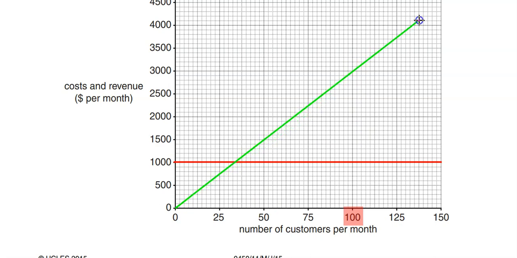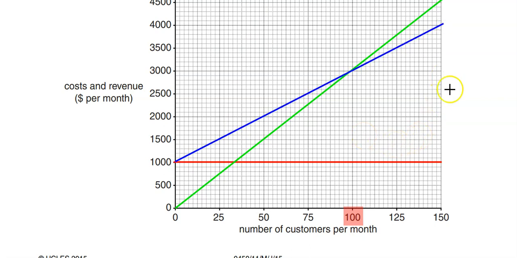Okay, this is the total revenue line. So at 0, 0; at 100, 3,000, because 100 times 30 is 3,000; at 150, 4,500. So 2 points, 3 points maximum would be enough. Once you draw the total revenue line, there is no need to do calculations to draw the total cost line, because now they will intersect at 100, right? So you can simply get your ruler and draw the total cost line this way.